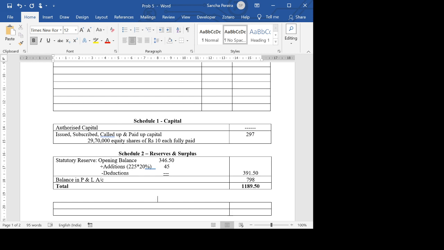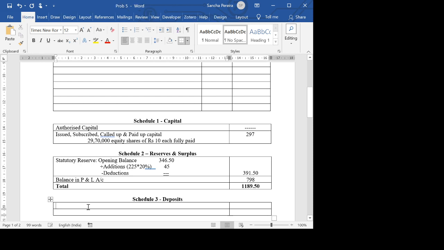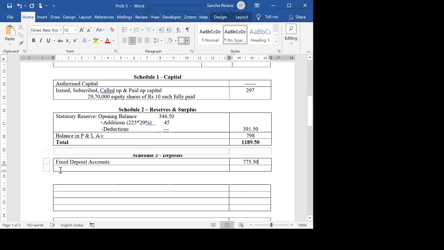Okay, so I'm going to schedule 3 now. Schedule 3 becomes deposits. Okay, so here we have, just write it the way it's given, fixed deposit accounts. How much is the fixed deposit accounts? It is 775.50. Then we also have saving deposit accounts, which is 675.